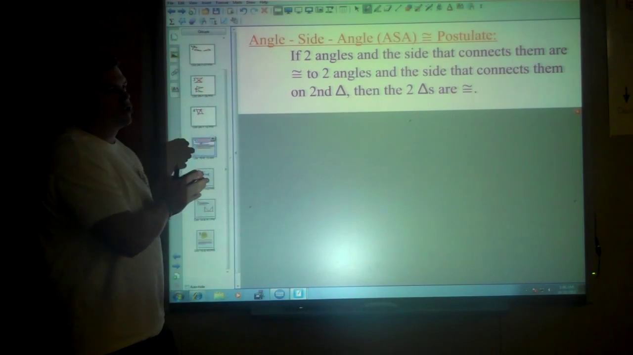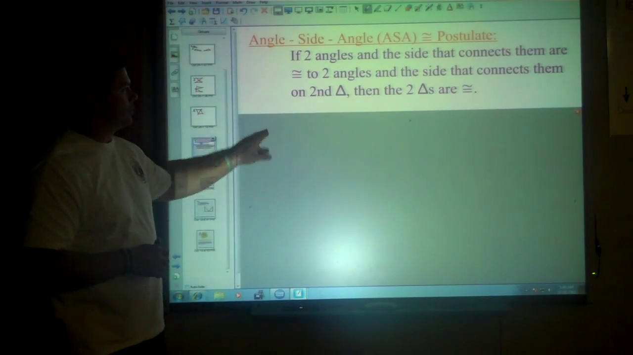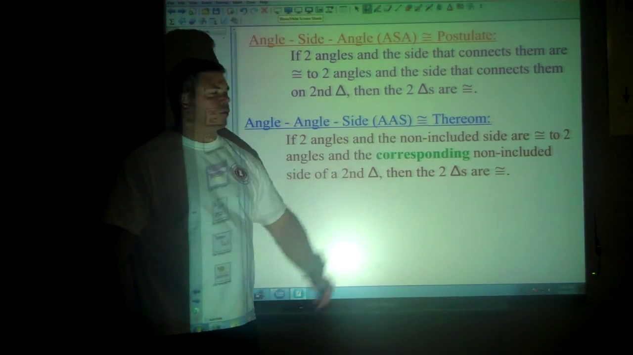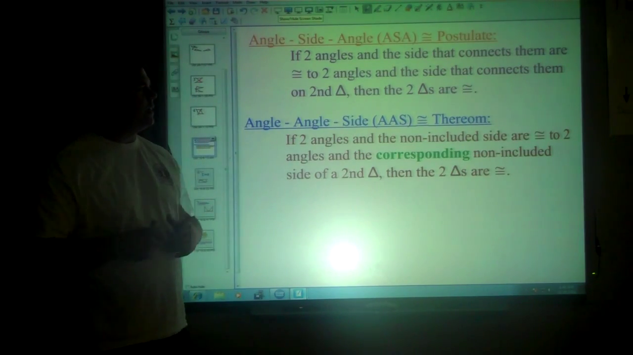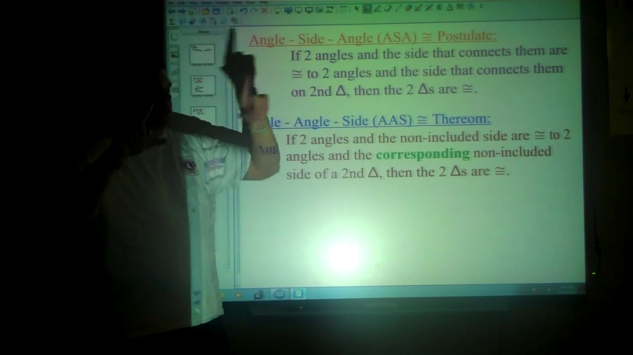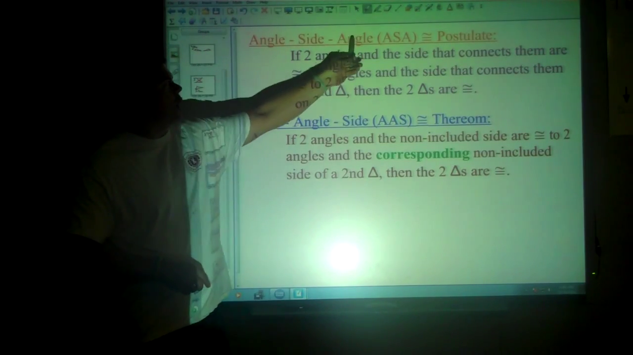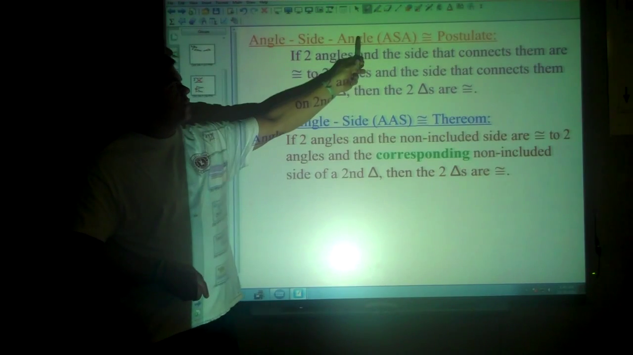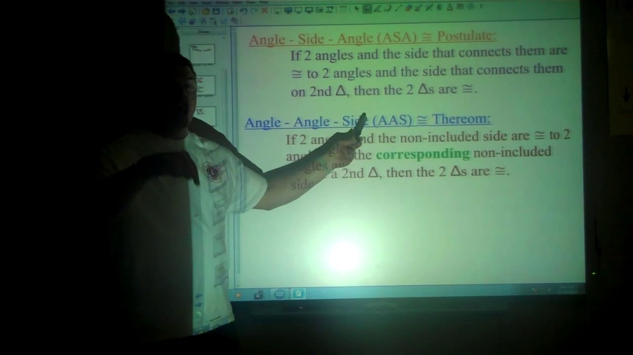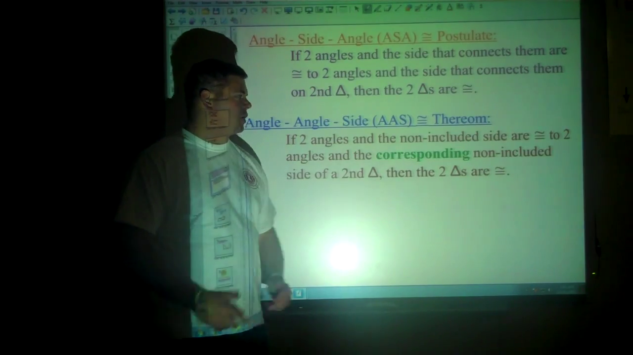So if the angle, side, angle of one triangle are the same as the angle, side, angle of another triangle, you will have congruent triangles. The other one is angle, angle, side. This is two angles in a row and then a side that is congruent. This is a non-included side. Before, for angle, side, angle, the side was in between. This tells you the order you need to go: start at an angle, go to a side, finish at an angle. This one says start at an angle, go to another angle, and then a corresponding non-included side that matches up. That's really important: non-included, and it must be the corresponding side.